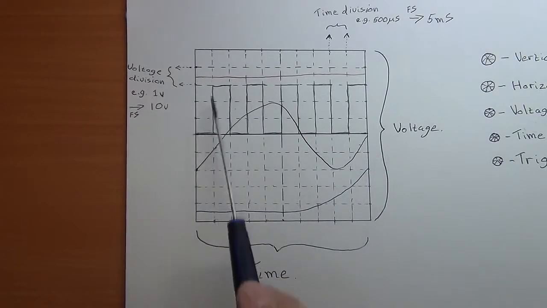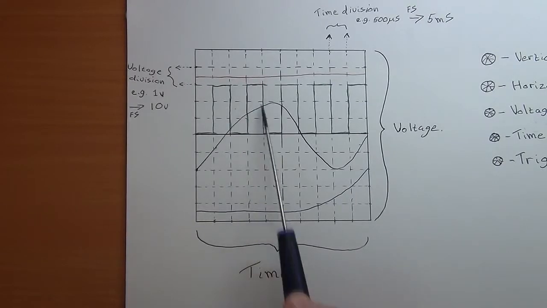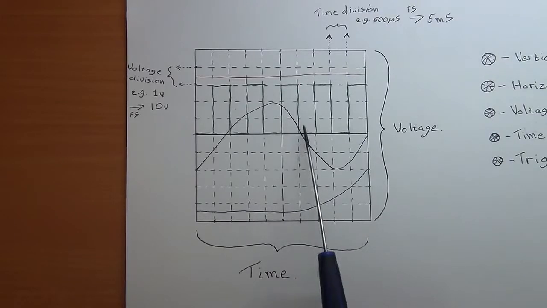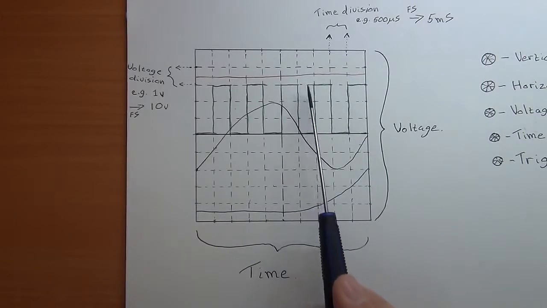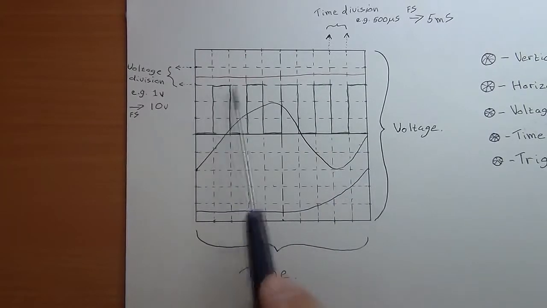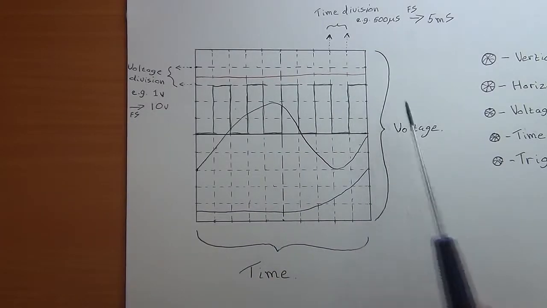We have here in green a square wave pattern, which might be a digital output from some kind of device. It could be a signal from a pulse width modulated device like a solar charge controller, which is sending a square wave pulse width modulation to actually charge something.